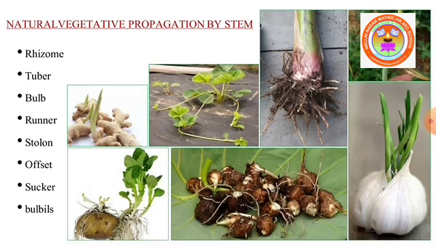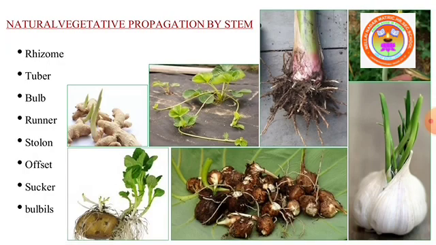Then natural vegetative reproduction by stem. So what are the examples? There are some plants which undergo modifications, especially stem modifications, underground stem modifications, subaerial stem modifications. These include rhizome. Example, Musa paradisiaca, that is called banana, Zingiber officinale, that is called ginger, which you can see in the picture, and Curcuma longa, that is called turmeric.